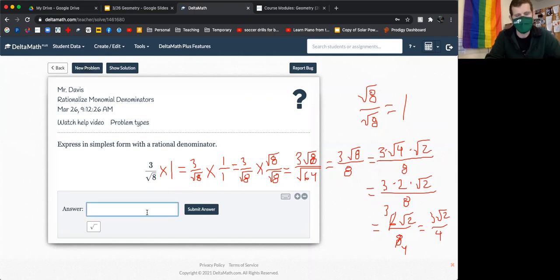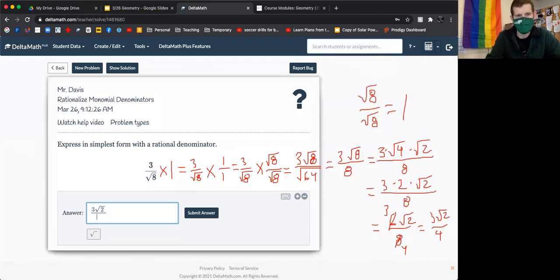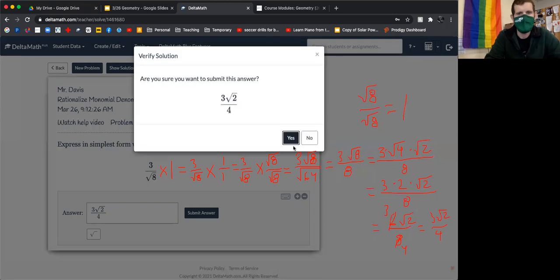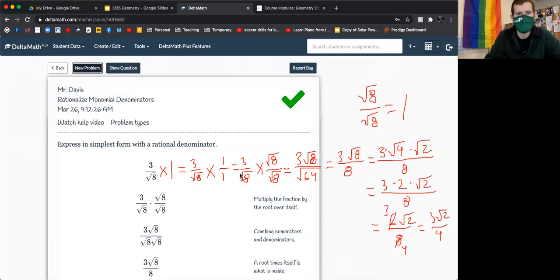So here's what it looks like in Delta Math when you plug that in. So we know how to do 3 square root of 2. But now notice that I'm going left and right here. When I go to the right, I'm out of the radical, and I can hit the backspace button, and it creates a fraction for me. So 3 square root of 2 over 4 is my answer, and that is correct.